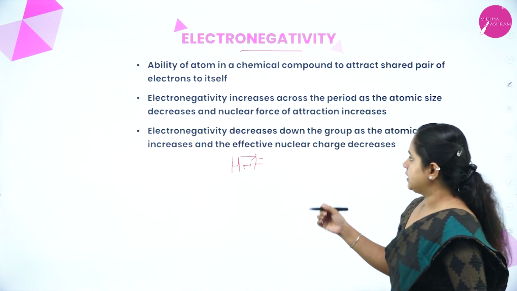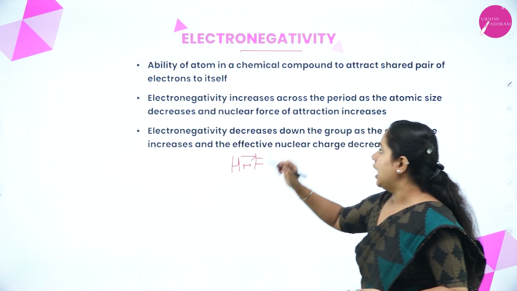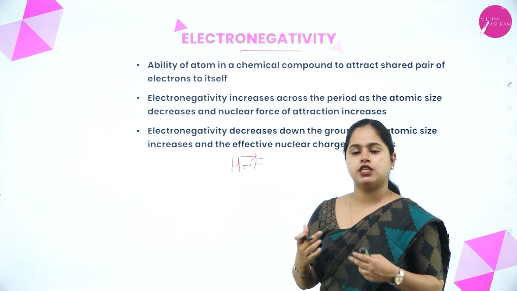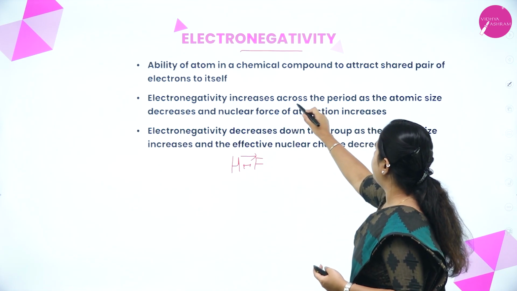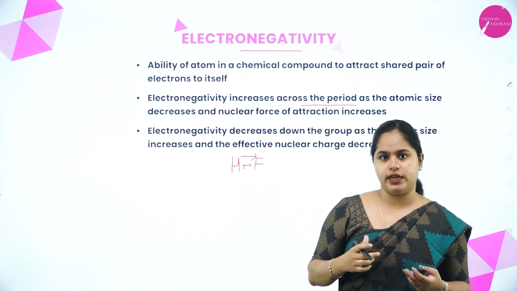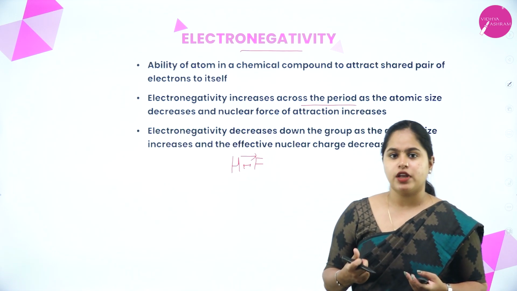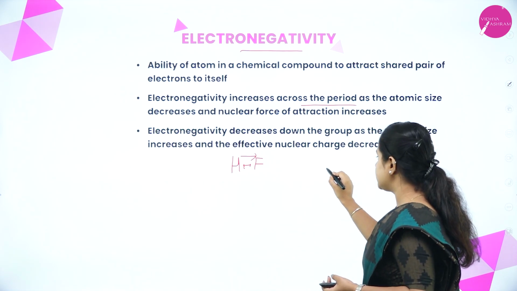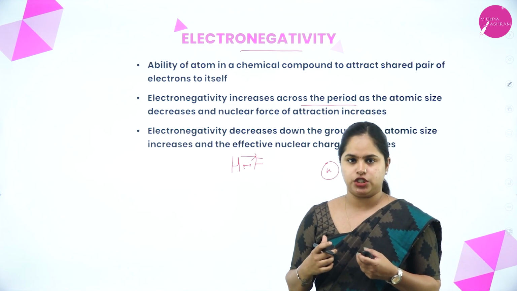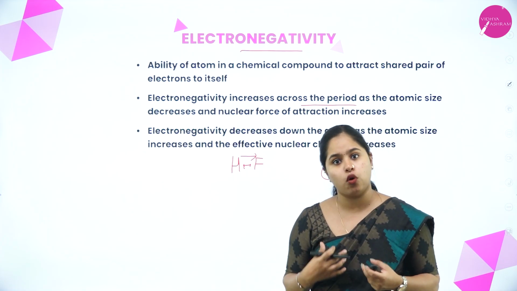Now, electronegativity increases across the period as the atomic size decreases and the nuclear force of attraction increases. Across the period, the atomic size keeps on decreasing, so the effective nuclear charge is increasing, right? Effective nuclear charge increasing means the nucleus and the electrons will be very tightly bound with each other. That means the attractive force is more there.